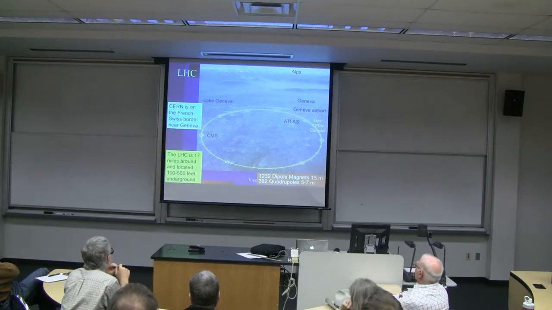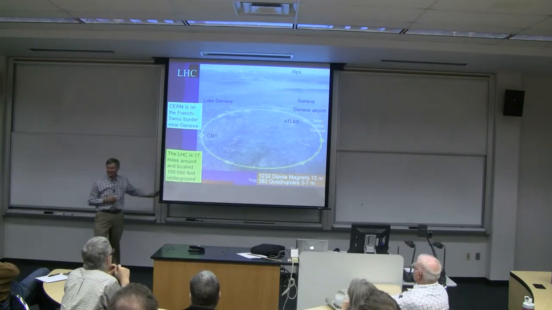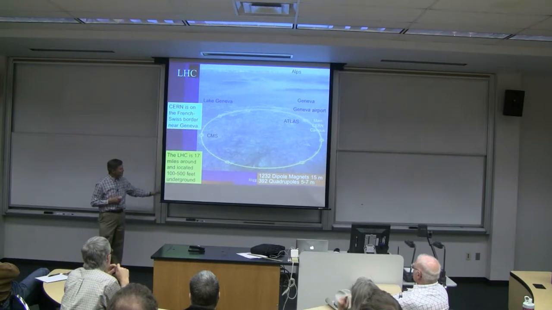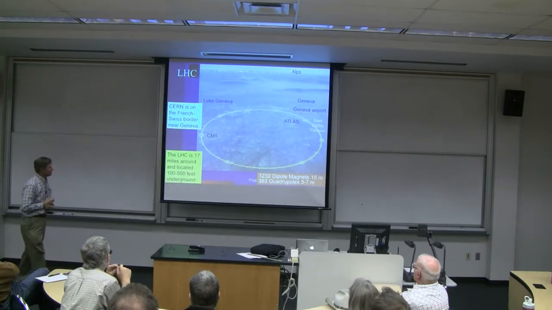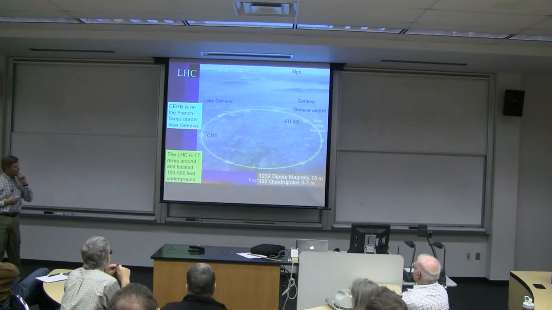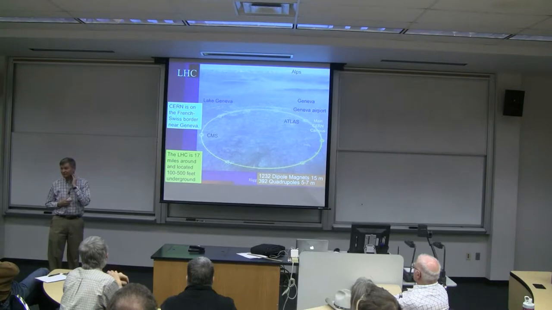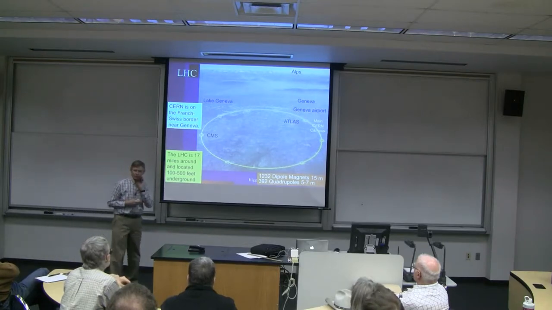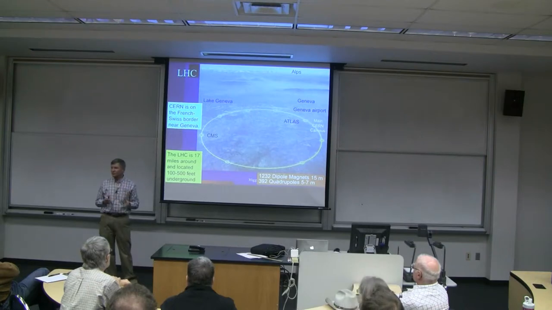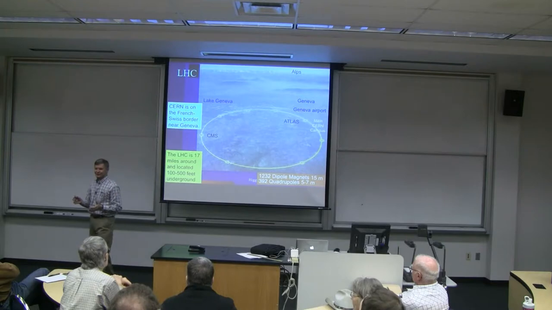You can see the Alps in the back. It's 17 miles around, you know, if you're thinking about the size of a soda straw. It's located 100 to 500 feet underground. There are 1,200 dipole magnets. They're each 15 meters long, the big magnets. And there are almost 400 quadrupoles. These are focusing magnets. Dipoles bend in one direction. You remember the Lorentz force.